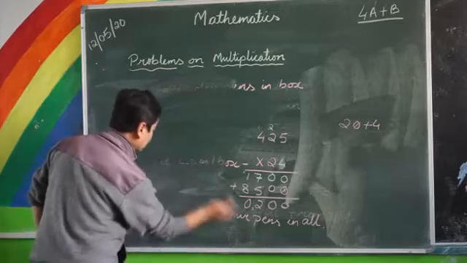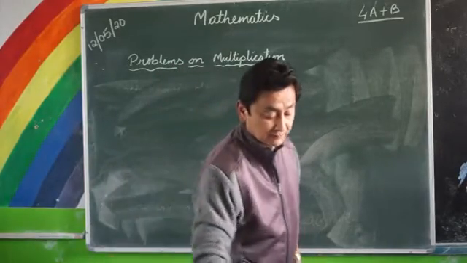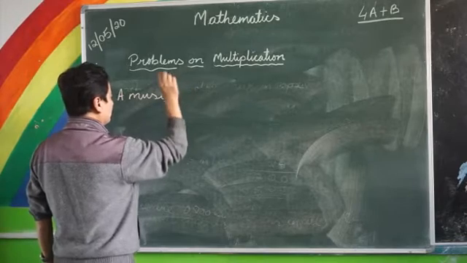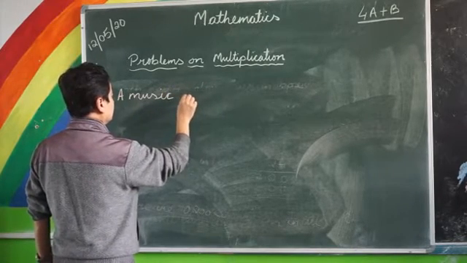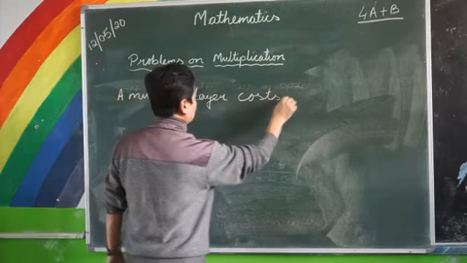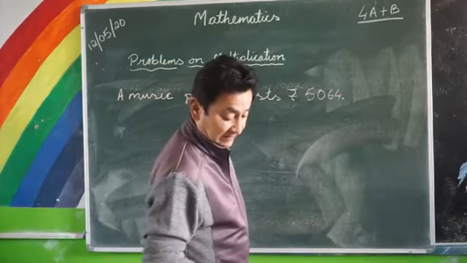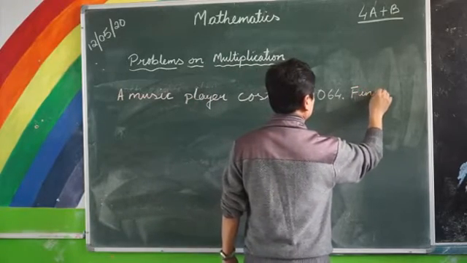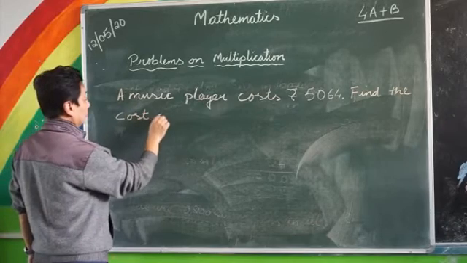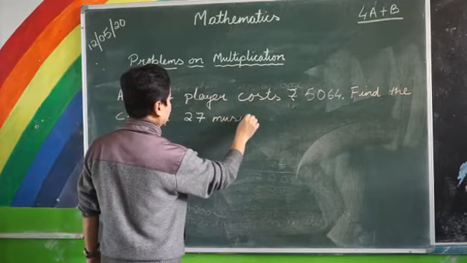So now what I'm going to do is write the full sentence. Otherwise, you will be writing like me only. Ready? A music player costs ₹5,064. And let's find the cost of 27 music players.